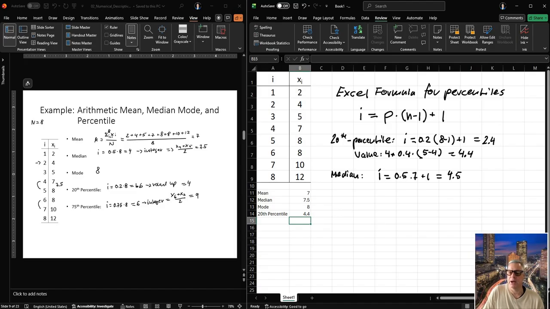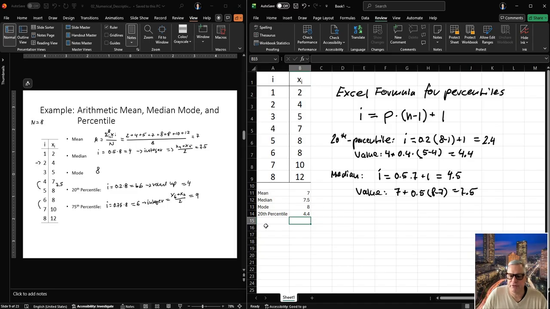Okay, so now Excel looks up the fourth value, which is a 7. So the value that Excel returns is the 7 plus 50% of the distance, or the difference, between the fourth value and the fifth value, which is a difference of 1. So 8 minus 7, and then we also get 7.5 in this case.